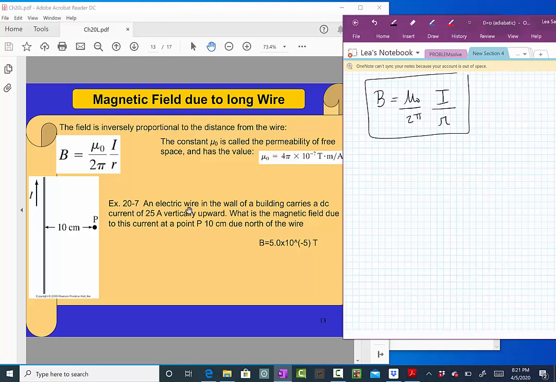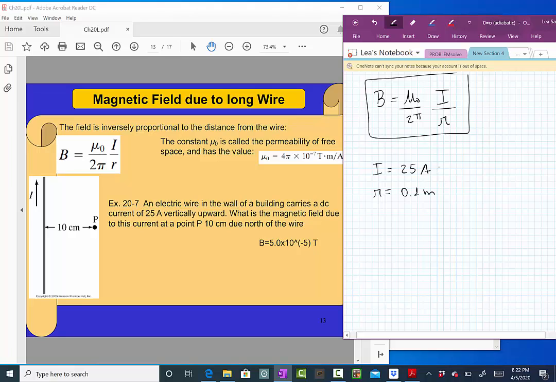What is the information that they give us? Well, they say that this current is 25 amps, and they want to know what is the magnetic field at this point P. There is nothing at this point, it's empty space, but because of this current, we will create a magnetic field, which has a value at this point P. What is the value? Well, what is the distance from the wire? The distance is 10 centimeters, so 0.1 meters.